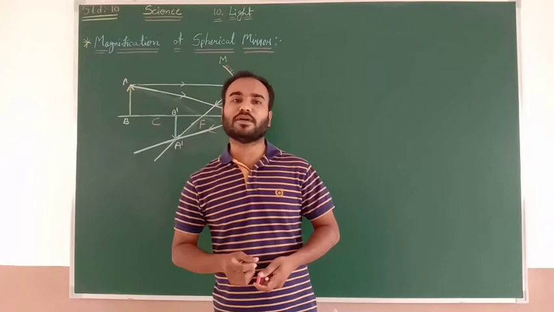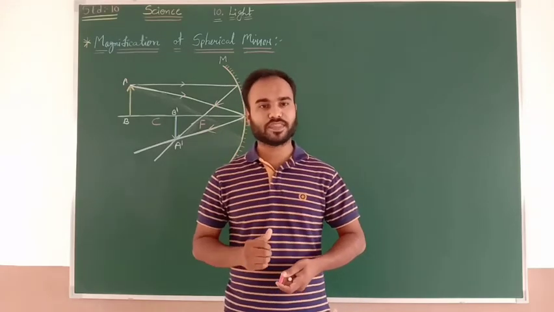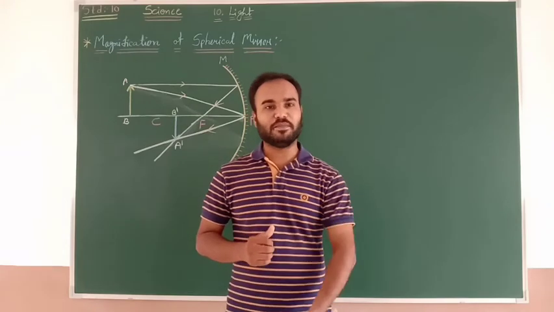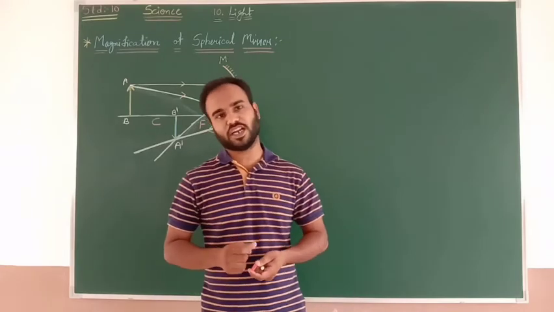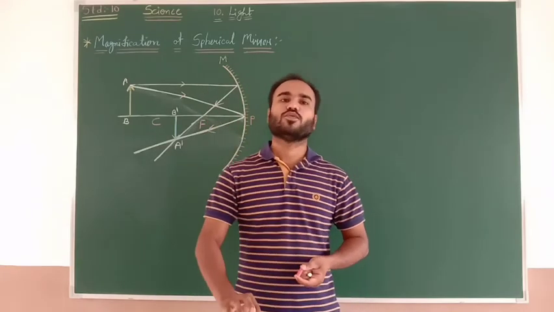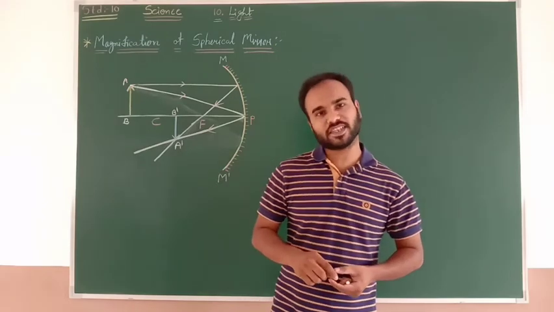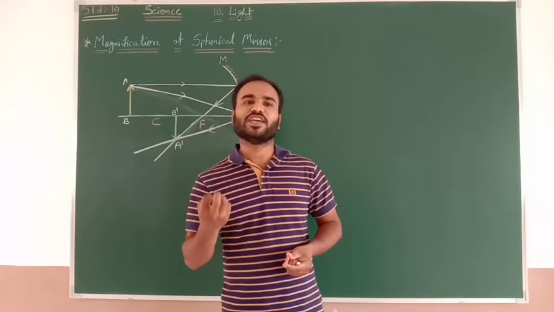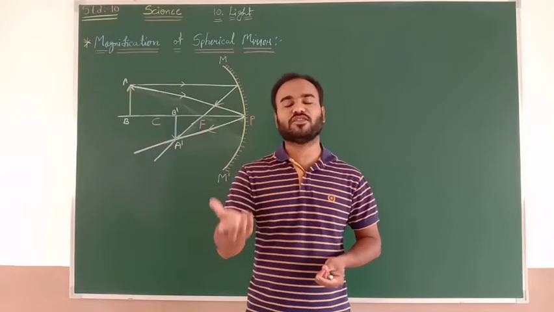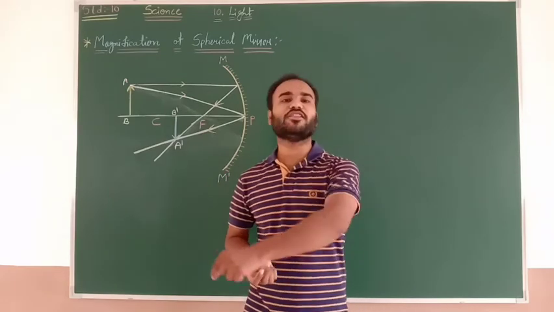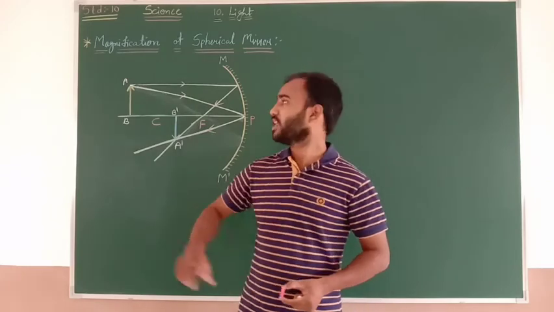Then we have studied the mirror formula, that is 1 upon f is equal to 1 upon v plus 1 upon u, where v is the image distance, u is the object distance, and f is the focal length of the mirror. Now this mirror formula is applicable to both convex and concave mirrors. Then we have seen the relation between radius of curvature and focal length, that is 1 upon f is equal to 2 by r. So the mirror formula can be written in the other notation, that is 2 upon r is equal to 1 upon v plus 1 upon u.